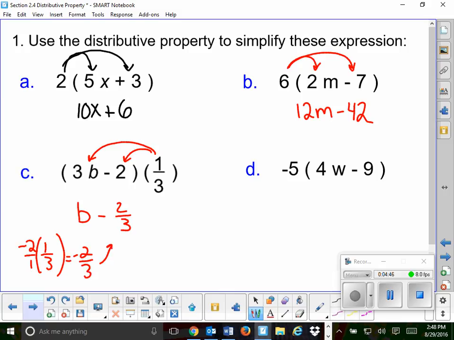And on this last one, it's negative 5 being distributed. So negative 5 times 4w is negative 20w, and negative 5 times negative 9, don't forget that's a positive, 45. Please circle any you got wrong and come in with questions.